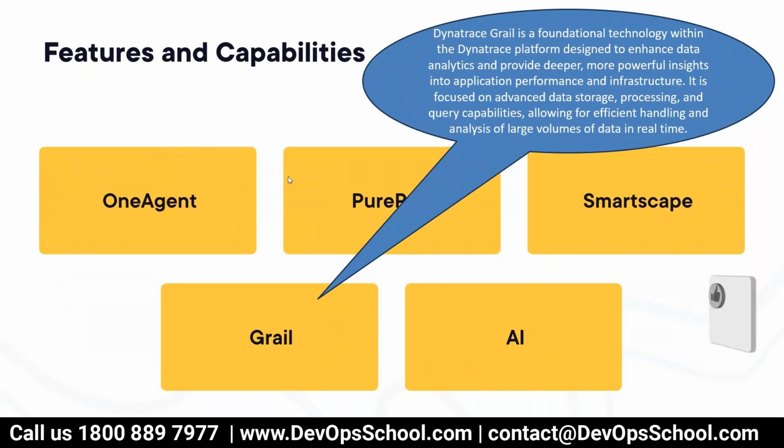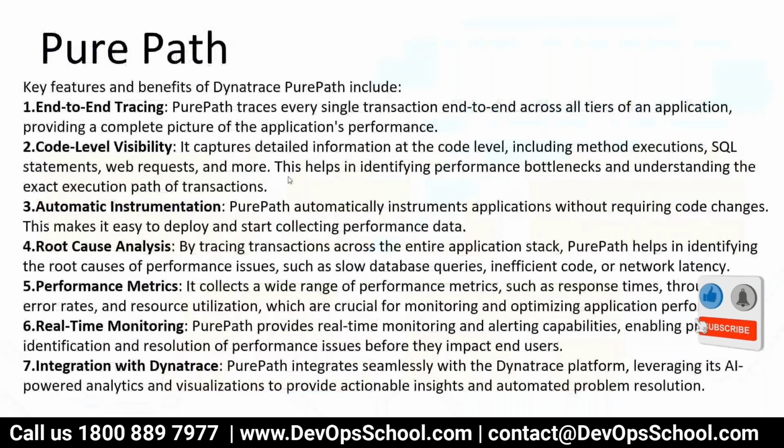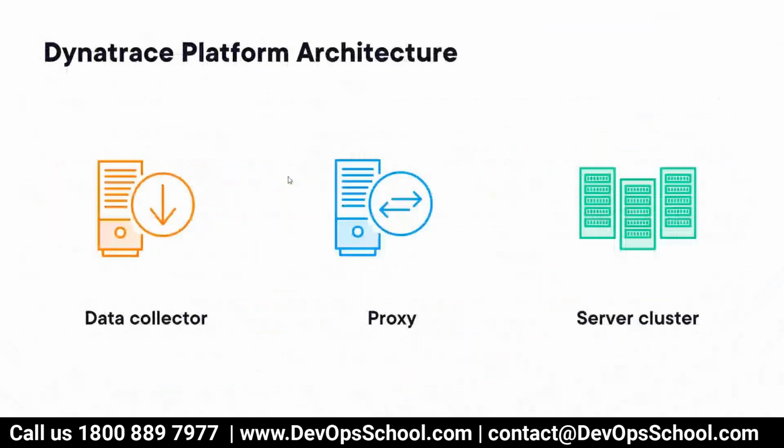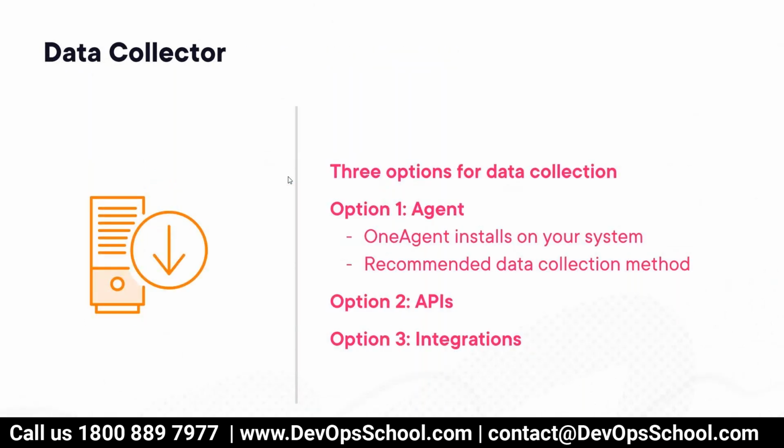So yeah, PurePath, Smartscape, Grail, these are the important ones. Apart from that, we have OneAgent, which is a data collector, ActiveGate, which is a proxy, and the server, which you can set up on your premises also. So these are the three options for data collection.